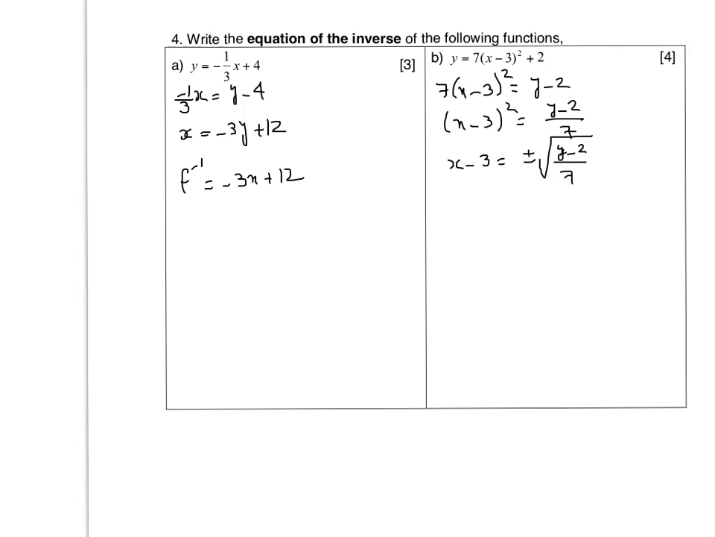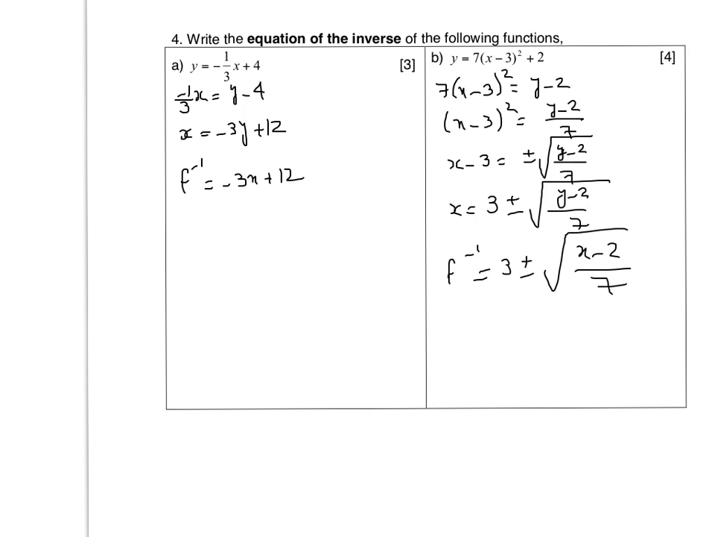I'm going to move 3 to the right. I get x is 3 plus or minus the square root of y minus 2 over 7. Now I replace x with f inverse and y with x. And that's it.